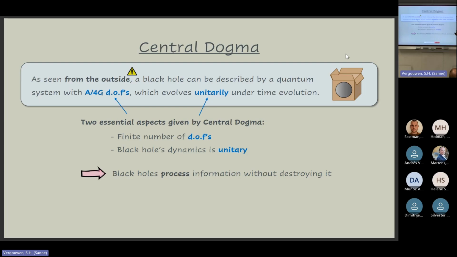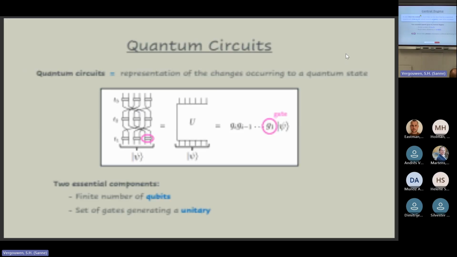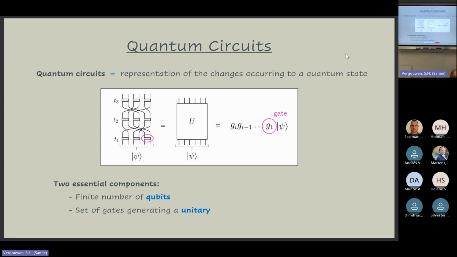And when you have those two aspects, basically, you can start to see that black holes, like other thermal systems, are going to process information without destroying it. So the central dogma is actually suggesting that black holes process and don't destroy this information. But the processing of information by a quantum system can be represented with quantum circuits. Quantum circuits are a representation of the change that occurs to the quantum state of the quantum system.